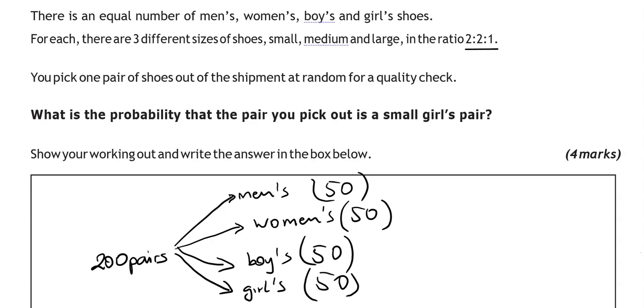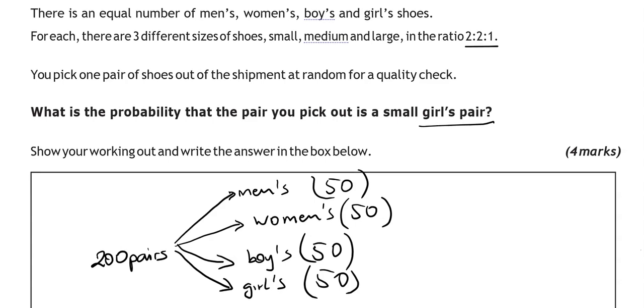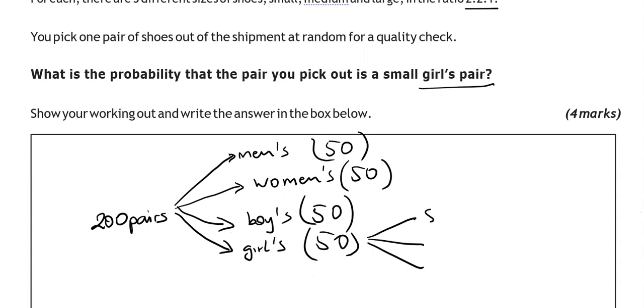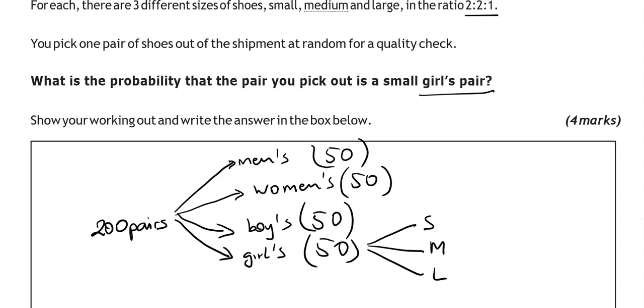And then all of them are split into 3 different sizes. So we've got for the girls' pairs, which is what we're interested in, small, medium and large. Now these are split in the ratio 2 to 2 to 1. So small, this is for medium, and the 1 is for large. So in total we've got 2 and 2 and 1, so 5 units.